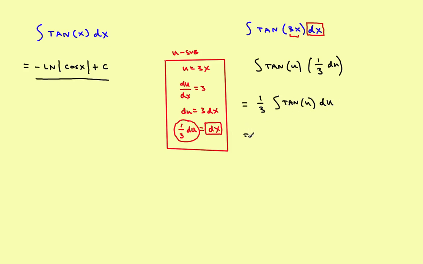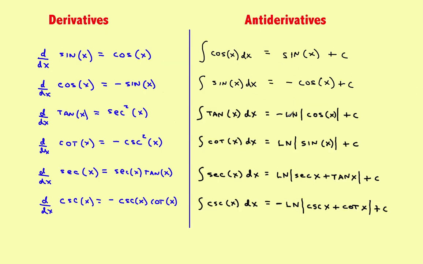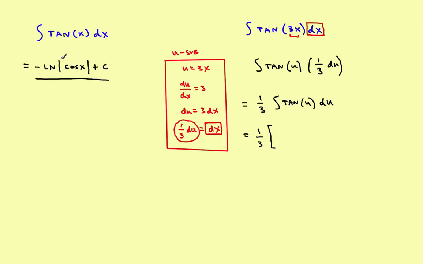Okay, so that's going to give you 1/3, and now we'll find this antiderivative. Looking back at the rules, the integral of the tangent, again, is equal to the negative natural log of the cosine. So it's going to have the same form as what it had over here. It's going to be the negative of the natural log, the absolute value of the cosine of u, and then you've got a plus c over here.